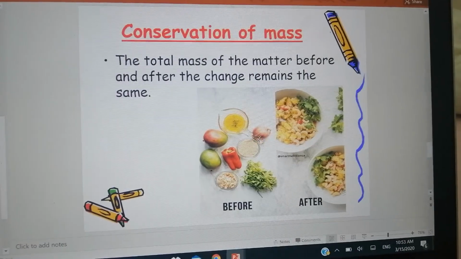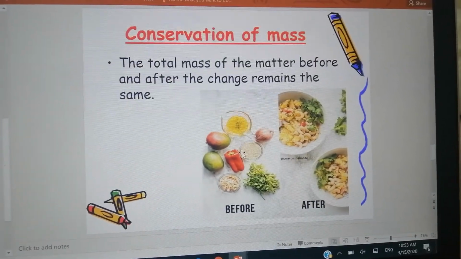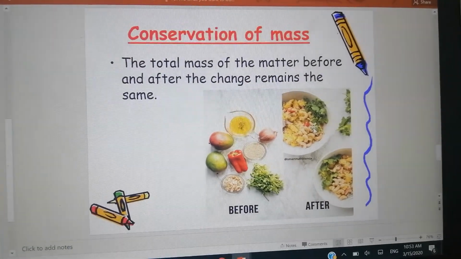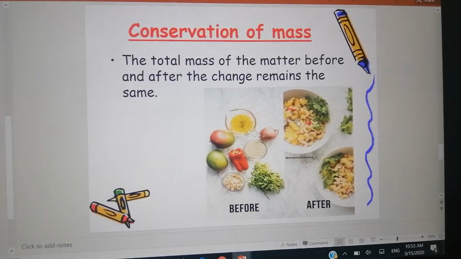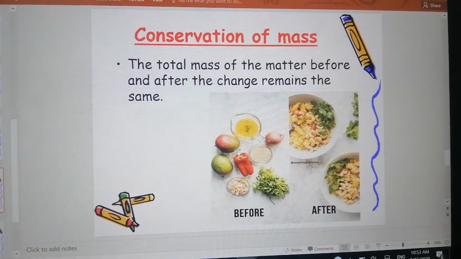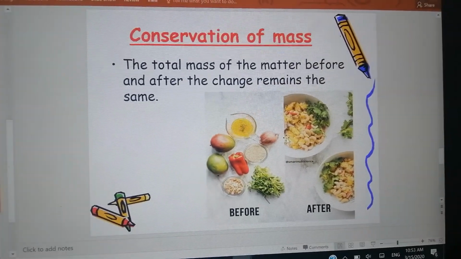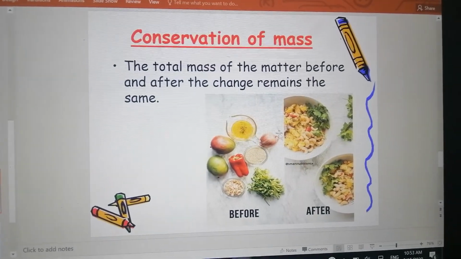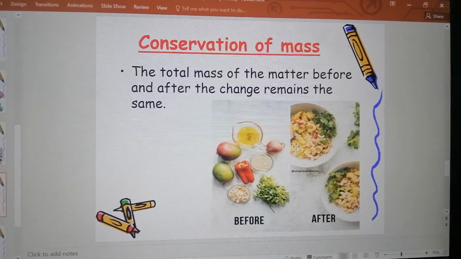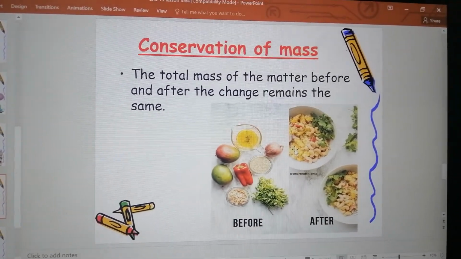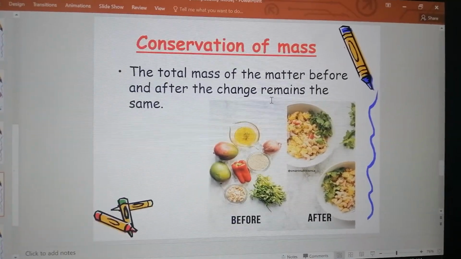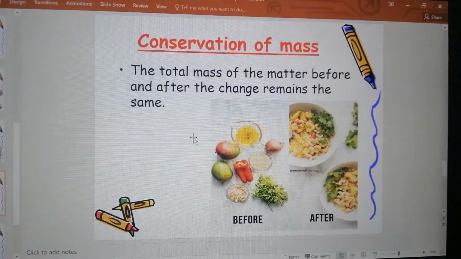So here, if they are 20 grams, after we cut them and put them in the bowl, it's still 20 grams. When we cut them and mix them together, this does not change their mass. The mass before and after is the same. Before we mix them and after we mix them, the mass is the same. This rule is called conservation of mass. The total mass of the matter before and after the change remains the same.